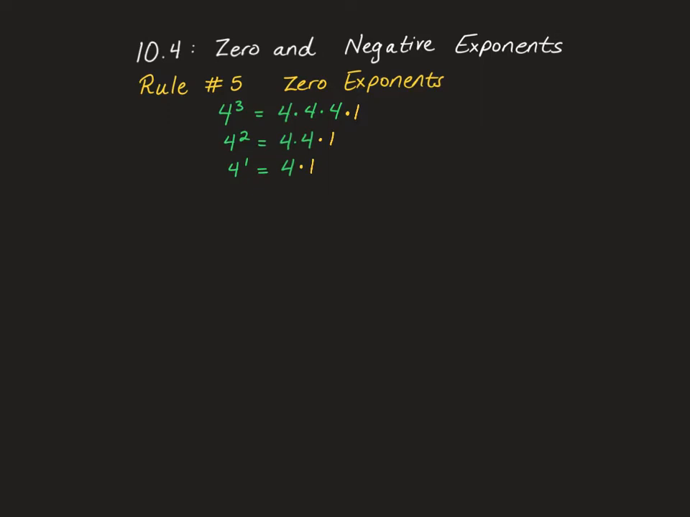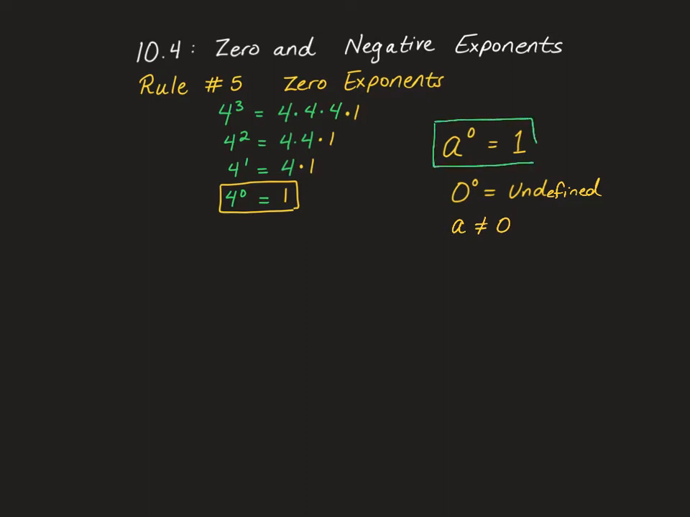The reason why I did that is because it helps us understand what 4 to the power of 0 would be. So 4 to the power of 0 means that we have 0 4s, but we still have that 1 left over. So 4 to the power of 0 is 1. And the general rule for zero exponents is that anything to the power of 0 equals 1. The only one that this does not work for is 0 to the power of 0. That is undefined, which means that a cannot equal 0 for this kind of problem. So the general rule is anything to the power of 0 is 1, except 0 to the power of 0.